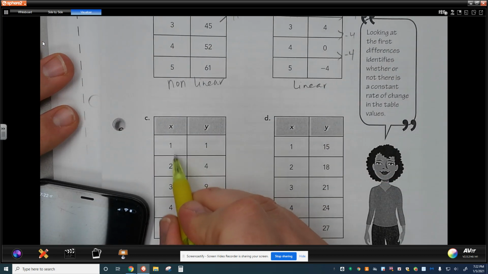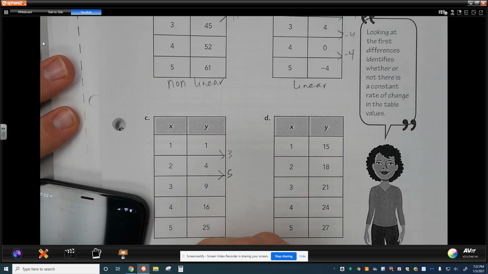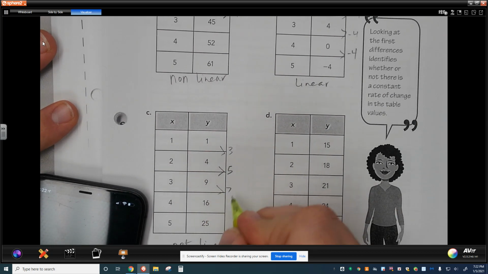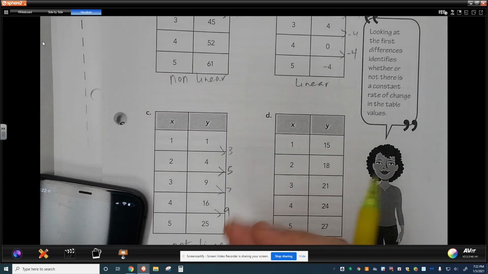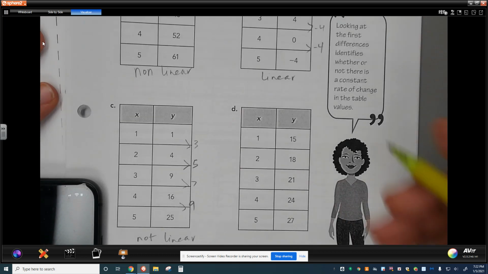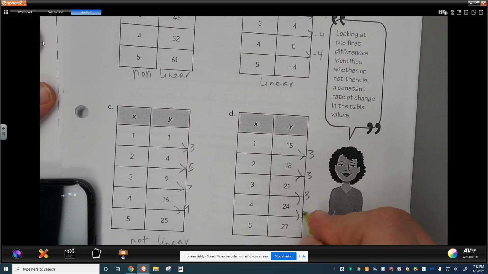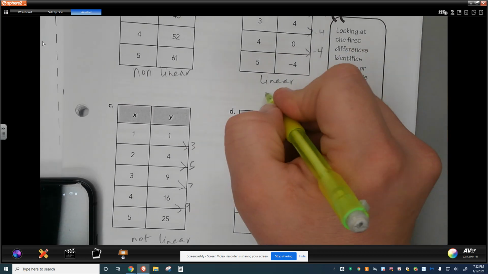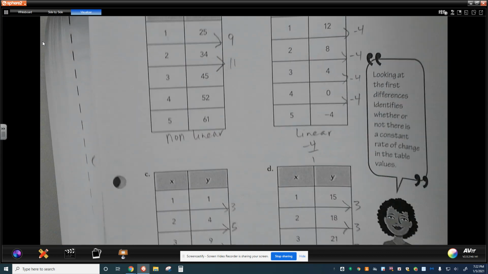The next one, 1, 2, 3, 4, 5. So right here, I see an increase of 3, increase of 5, nonlinear, because there was already a change right here. But then you might say, but there's an increase of 7 and an increase of 9 right here, and there's a pattern. It's a pattern, but it's not linear because the rate is not constant, right? The last one, plus 3, plus 3, plus 3, plus 3. Constant rate of 3/1. This is linear. This one right here was a linear constant rate of negative 4/1. So look at the first differences and look at that constant rate. If there is not a constant rate, then there is no linear relationship.